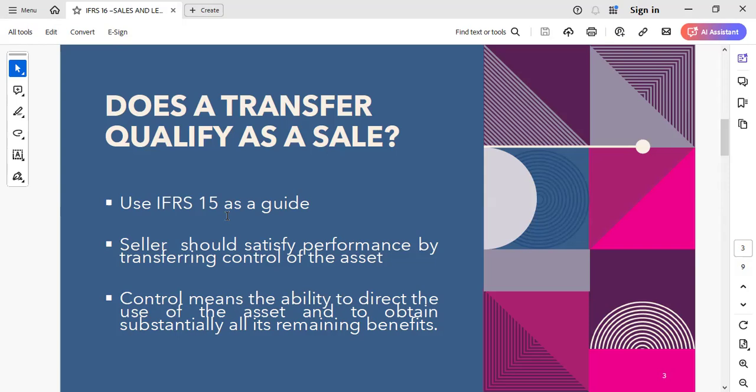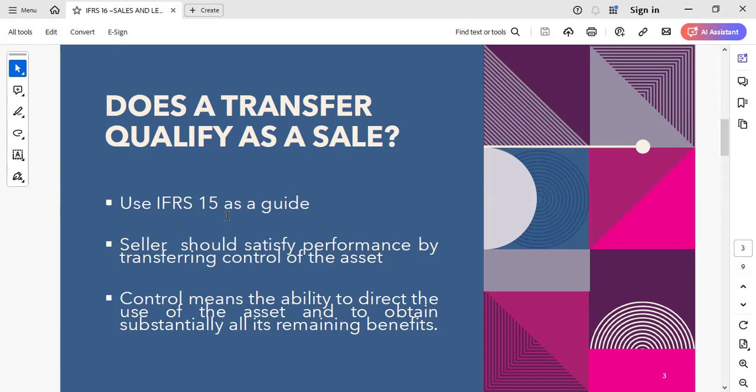It means that the ability to direct the use of the asset and obtain all economic benefits from the asset has been transferred to the person that is buying the asset. If the sale contains a clause that you are supposed to buy back the asset, perhaps over a short period of time, that would make it obvious that this was not an outright sale.